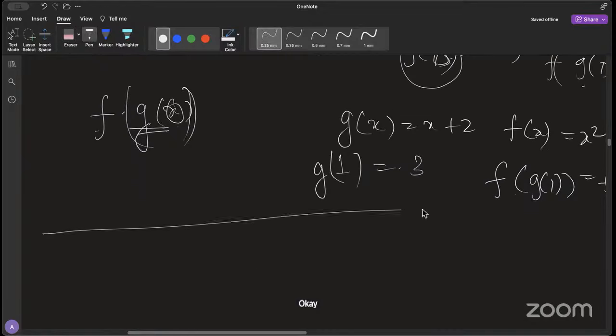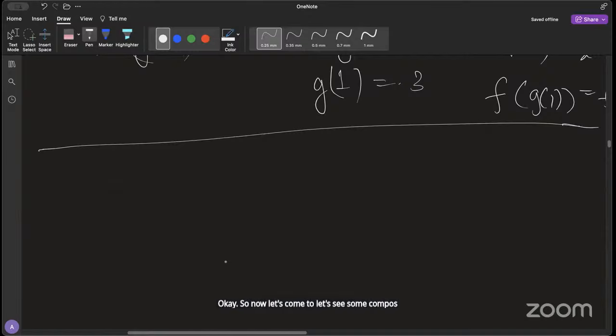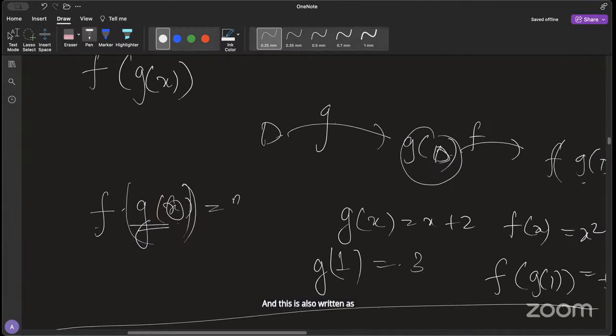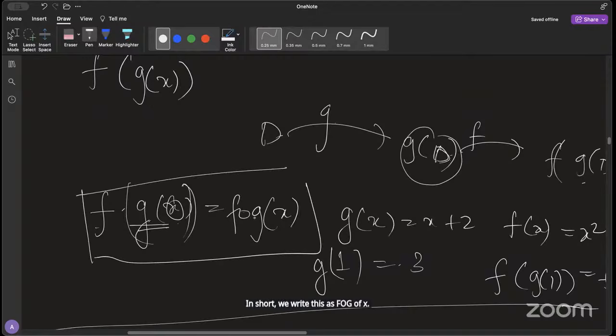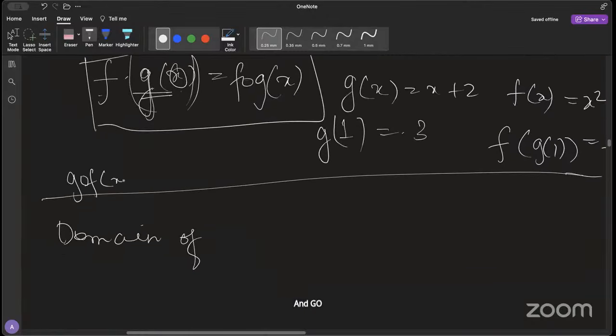Okay. So now let's see some composition functions. Let's talk about the domain of composition functions first. This can be written as f o g. In short, we write this as (f o g)(x). So (f o g)(x) is nothing but g applied to x first, and then f applied to g(x). That's what (f o g)(x) means. And (g o f)(x) means f applied to x first, and then to this entire f(x), you apply g.